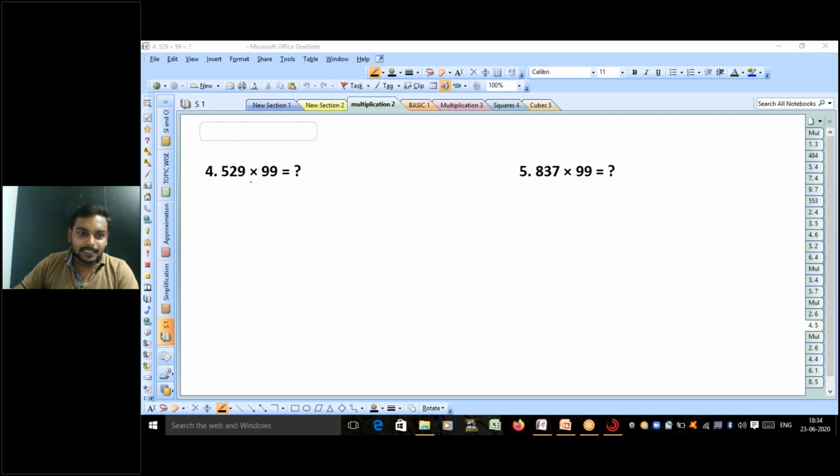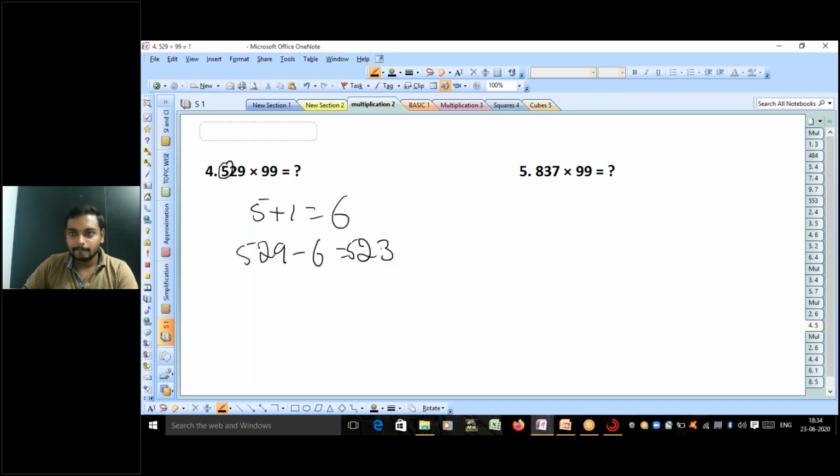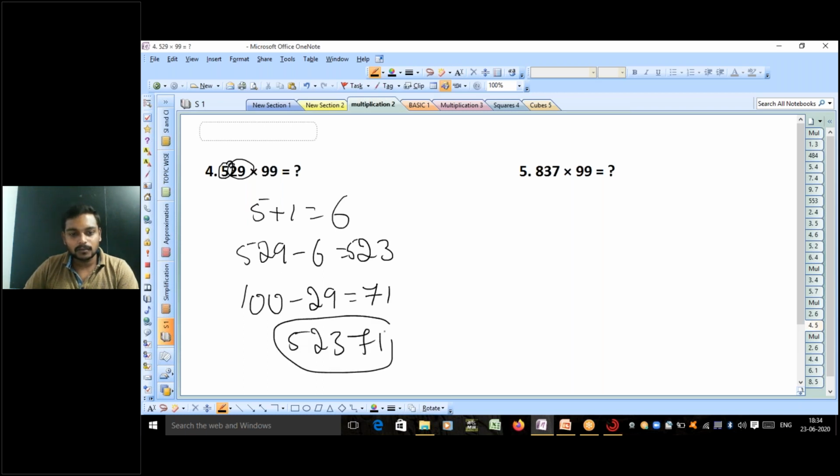529 multiply with 99. Just take the left hand side number 5 and add 1, so it will become 6. Subtract 6 from the given number: 529 minus 6 is equal to 523. Then take the remaining number 29 and subtract it from 100, so it will become 71. So the answer is 52371. Instead of going with 100 minus 1, you can directly simplify this using this method.